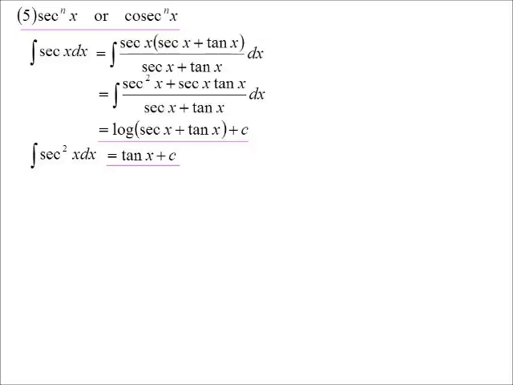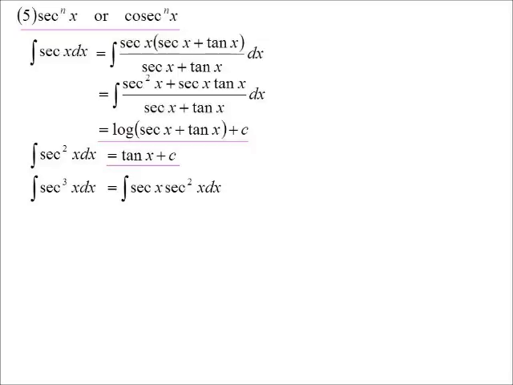All right, are you ready? Hang on to your seats. We're in for a bumpy ride now. This is the fun one. Sec cubed. Okay, I'm going to rewrite it as sec x times sec squared. Now, I've got a product of two things. One is not the derivative of the other. So I'm going to use integration by parts.